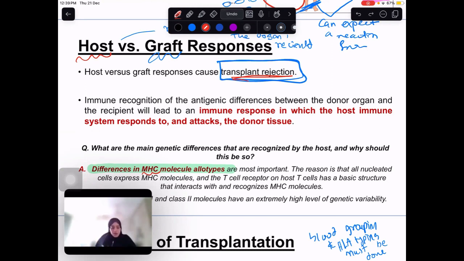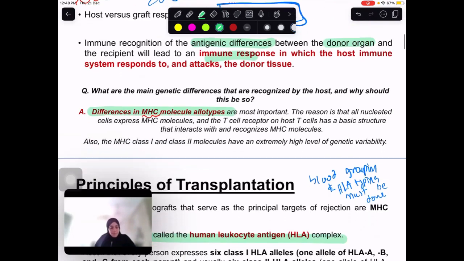Okay, here, this is what they're saying. They're saying immunorecognition of the antigenic differences. So there are differences between the antigens, between me, the host, and the organ that has been donated, the donor organ. What is the donor organ called? The graft, right? And this will lead to immune response and all this, okay? What are these genetic differences that we're talking about? This is the MHC. As we mentioned, the MHC is the genetic difference, okay?